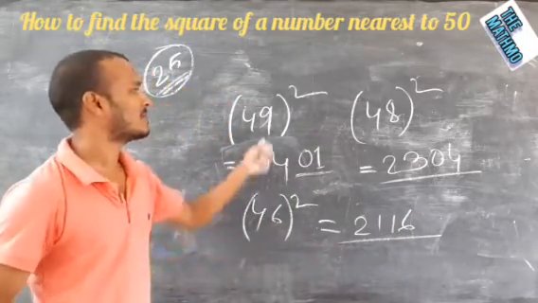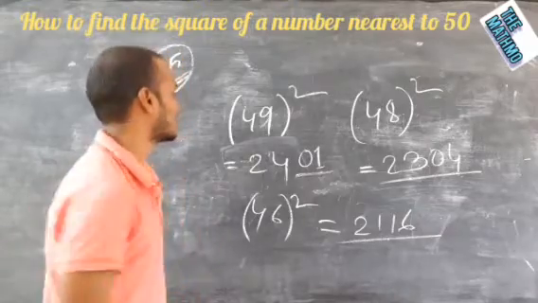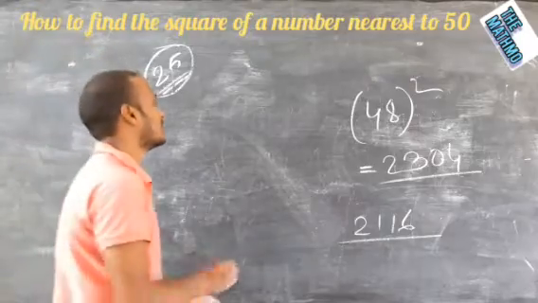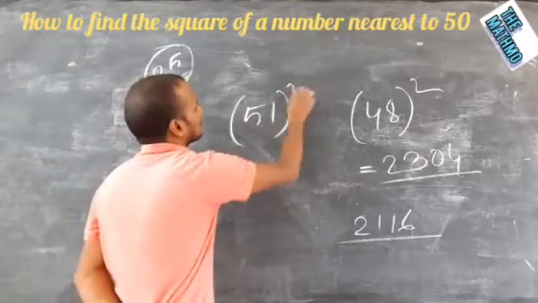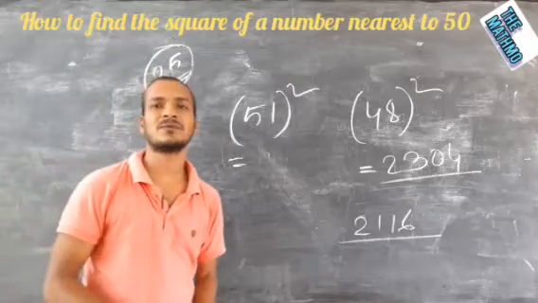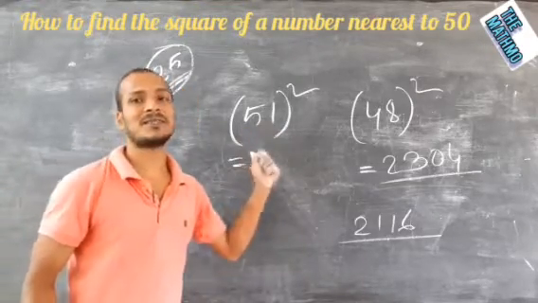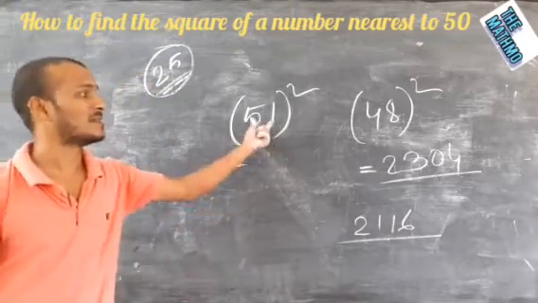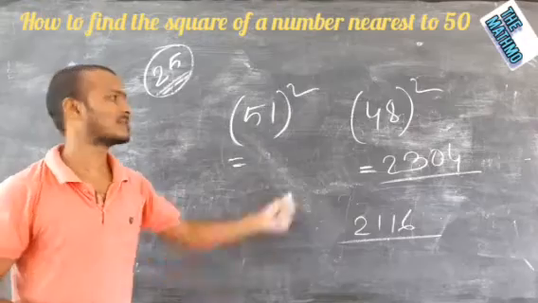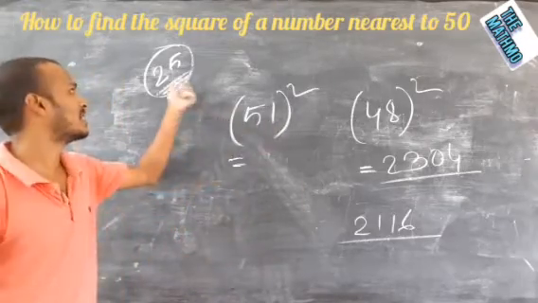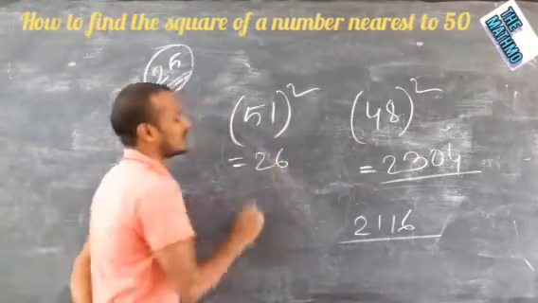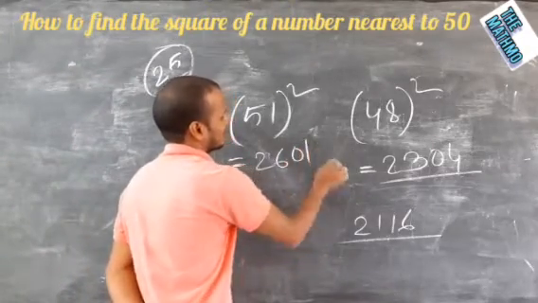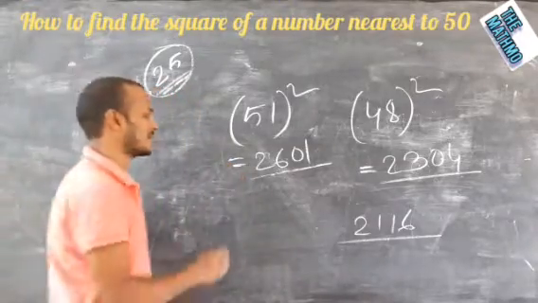So let us see what happens when it is more than 50. Let us take an example. Say 51. When it's 51, what to do? You have to see how much more than 50. 51 is 1 more than 50. When it is more, you have to add. And when it is less, you have to subtract. So 1 more, that 1 you add to 25, it is 26. And you find the square of 1. So 2601.